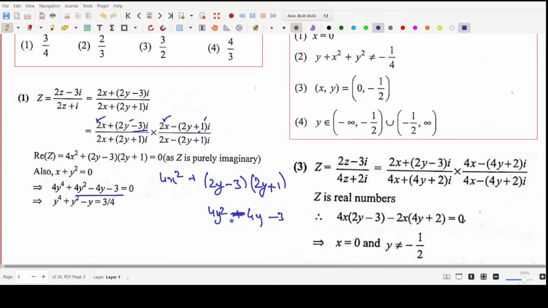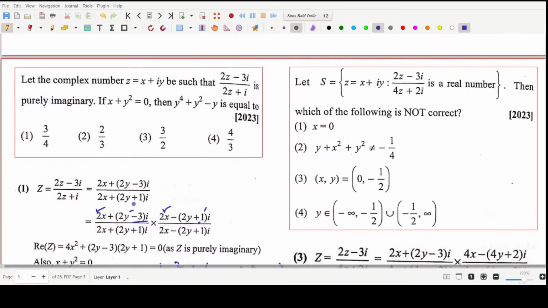Okay. And 4x square, what will this become? x is minus y square, right? 4x square, 4y is 4y, the power whole 4. This equals to 0, right? Sir, and then we get 3 to the other side and divide it by 4. Okay, now x square minus y by 4. Yes, sir.